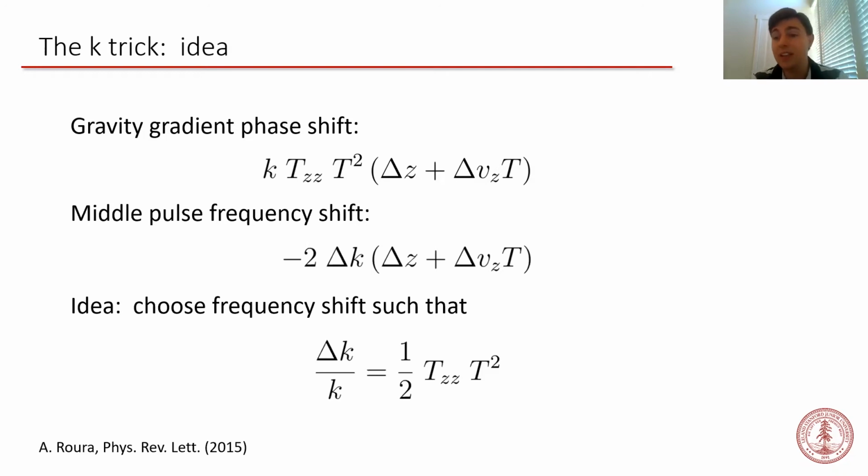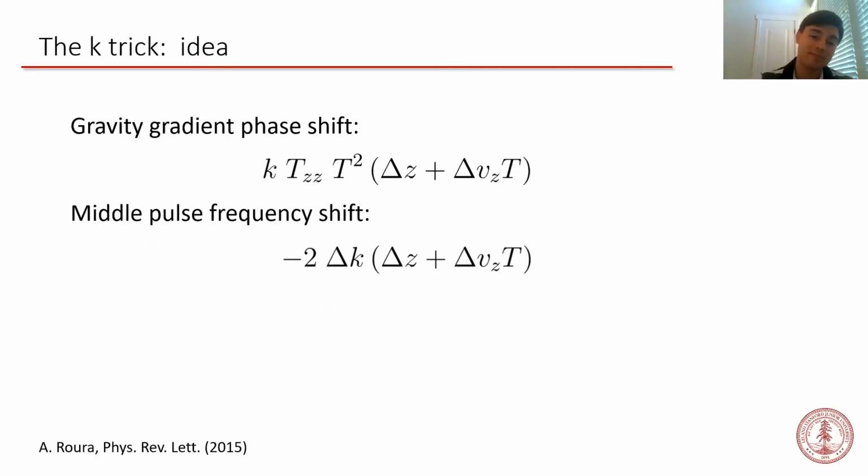This argument is valid if the gravity gradient is uniform, but since we have a spatially varying gravity gradient, as you saw, it turns out that we need to shift the frequency of 2 of the pulse zones in order to suppress the coefficients in front of delta Z and delta VZ independently. But this simple derivation gives the basic idea. We call this technique the K-trick.